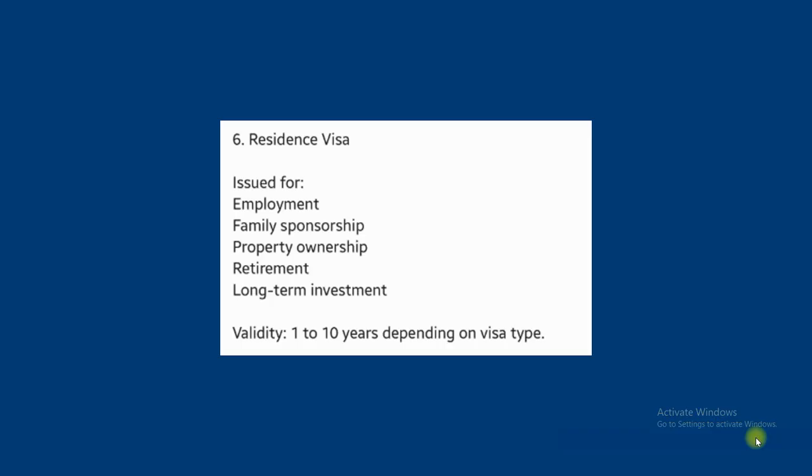For whom will they give this visa? For employment, family sponsorship, property ownership, retirement, long-term investment purposes. The residence visa validity is 1 to 10 years depending on visa type.